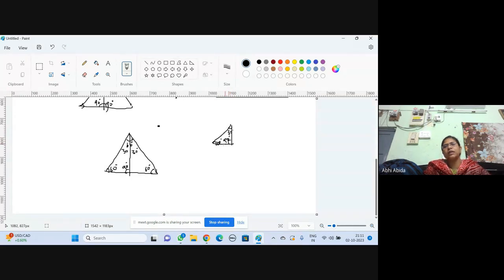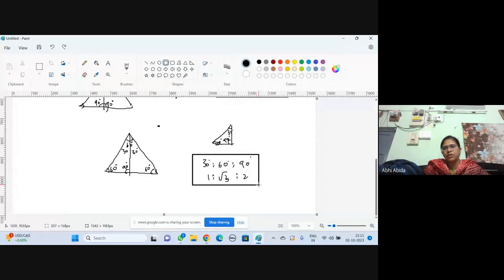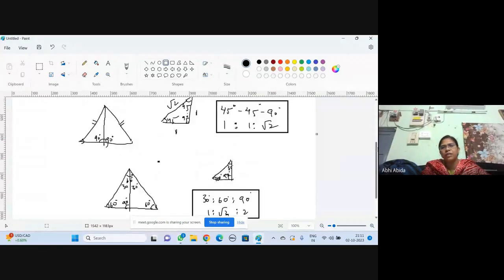So the 30, 60, 90 triangle has a ratio of sides of 1 is to root 3 is to 2. This is a very important concept in triangles. Many questions in GRE can be asked with this concept, and it's very important to know the ratios of the sides of triangles. So these are the two special triangles discussed before.